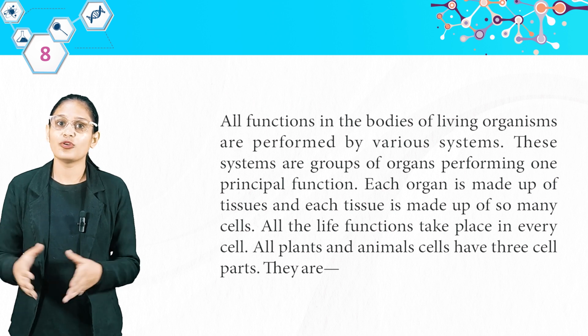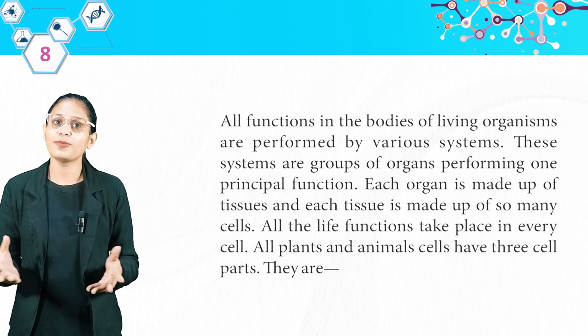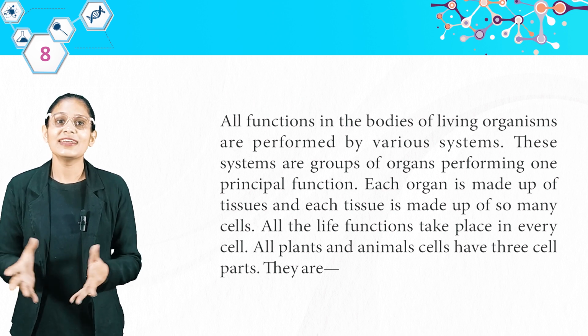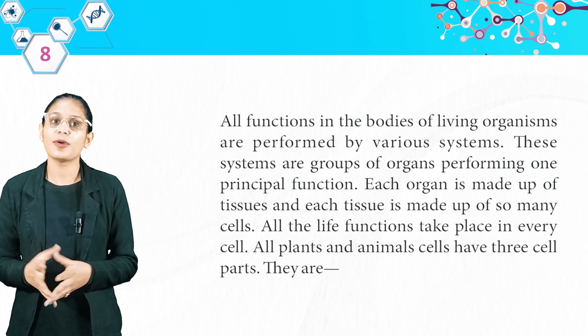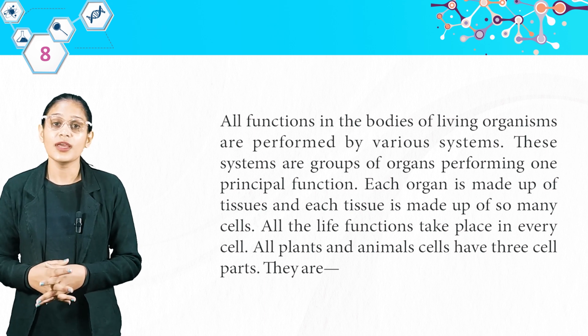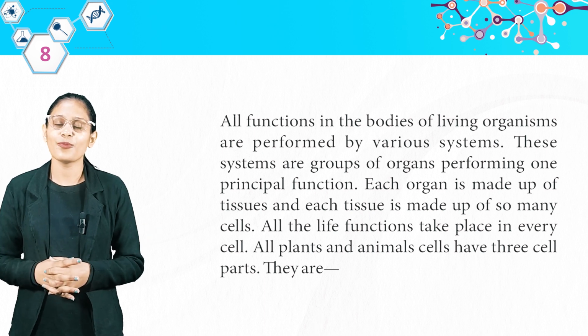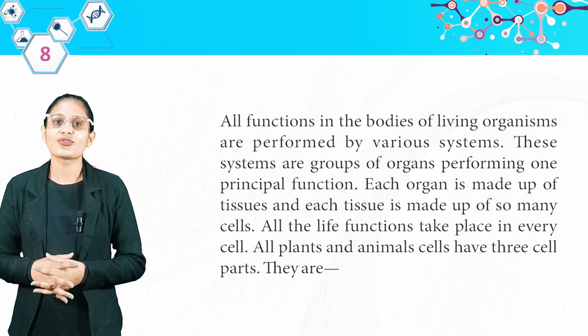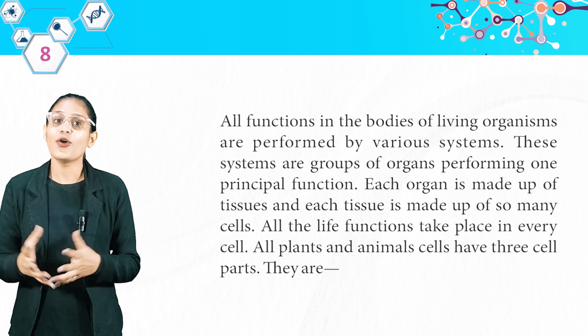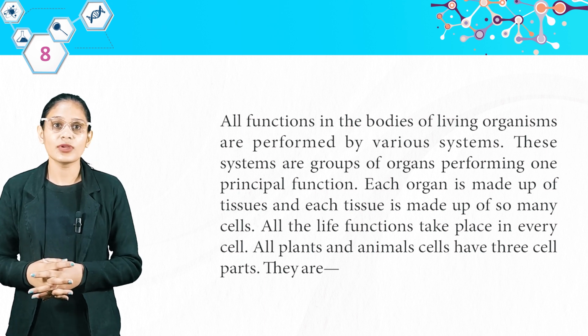All functions in the bodies of living organisms are performed by various systems. These systems are groups of organs performing one principal function. Each organ is made up of tissues and each tissue is made up of many cells. All the life functions take place in every cell. All plant and animal cells have three parts.